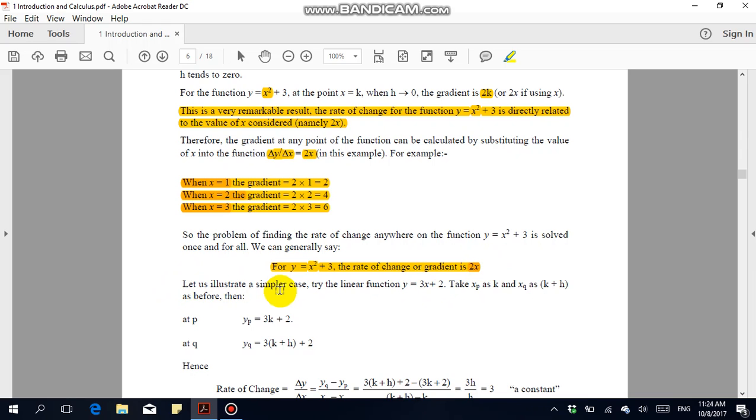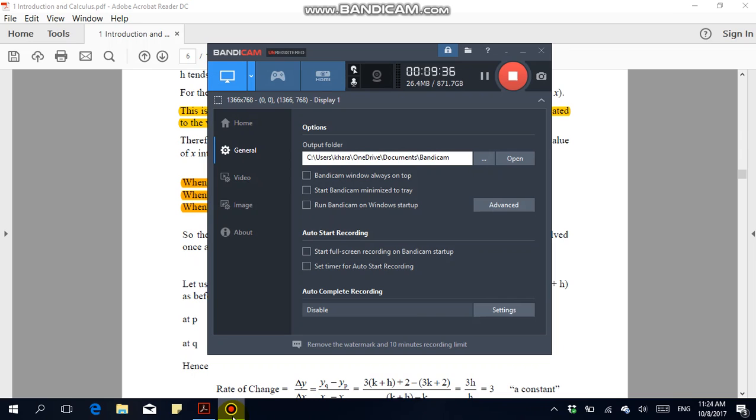Now he uses the same exercise for a linear function. Now before we go on to this, let me check how much time I'm left with. Alright Lala, we'll do the linear function in the next video.